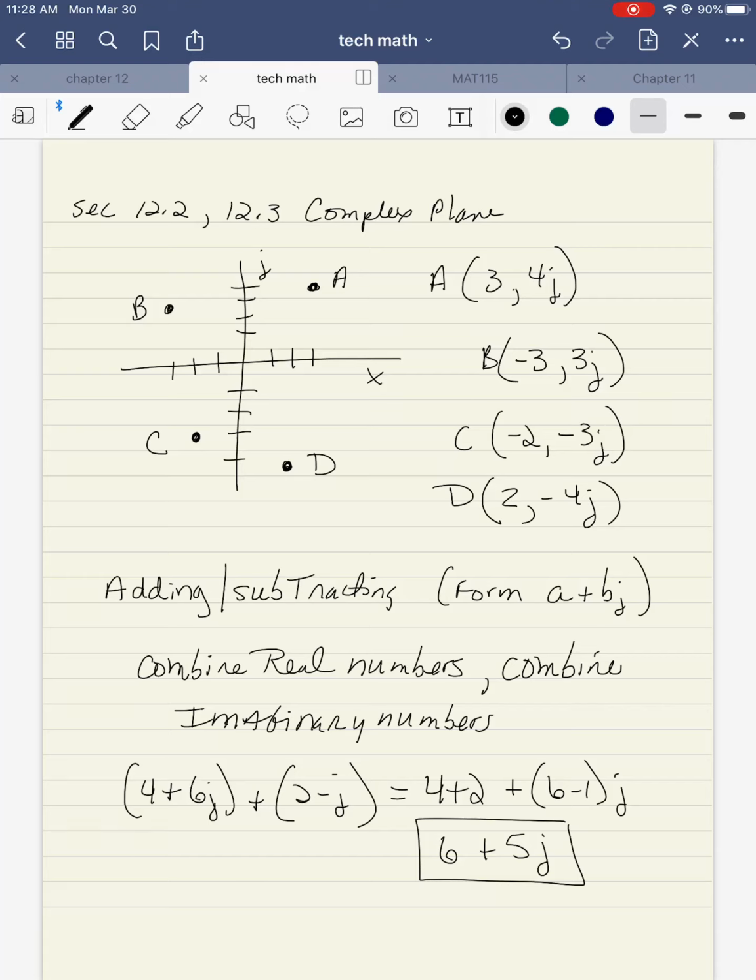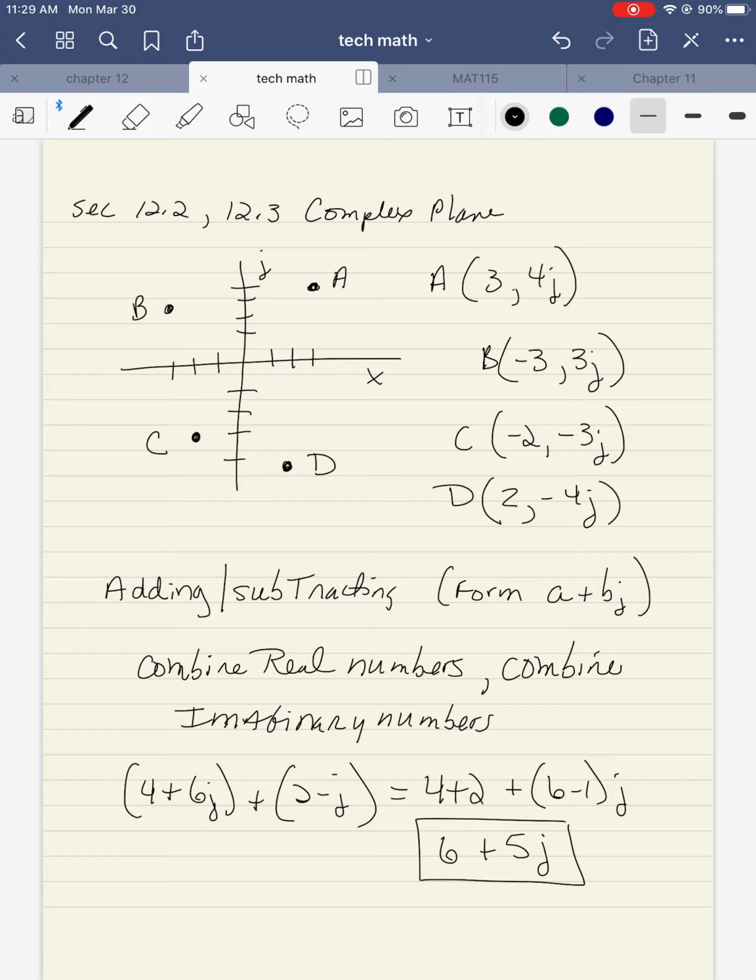Sections 12.2 and 12.3 deal more with the complex plane. If I wanted to locate point A on the complex plane, I would go over 3 units to the right and up 4, so that point would be called 3, 4j.